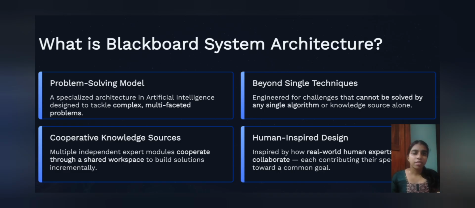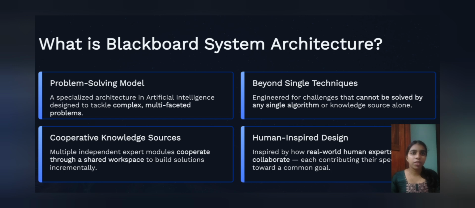First, let us understand what Blackboard System Architecture means. A Blackboard system is a specialized problem-solving model in artificial intelligence. It is mainly designed to solve complex problems that cannot be handled effectively by a single algorithm or a single source of knowledge.